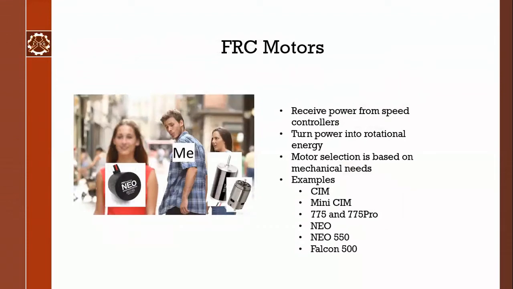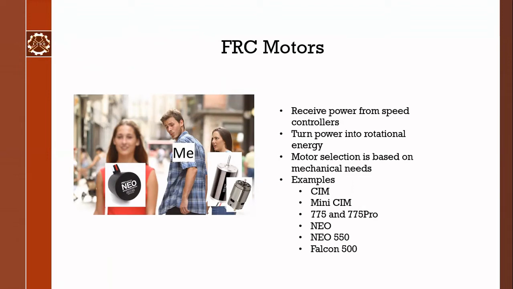Okay, moving on to FRC motors. Motors in general basically just provide power, in the sense that they can be either turned on or off, and the power that they make is turned into rotational energy, moving stuff such as rotating the wheels. Motor selection is based on mechanical needs, and different motors are used in different scenarios depending on how much force you need to make something move. And generally there are a lot of motor types.